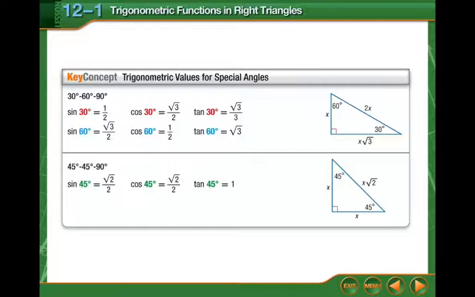Tangent of 60 is just square root 3 over 1, which is just square root of 3. For the 45, 45, 90 triangles, for sine of 45, it's square root of 2 over 2. Same thing with cosine of 45. Tangent of 45 is 1. These 9 things are always the same.